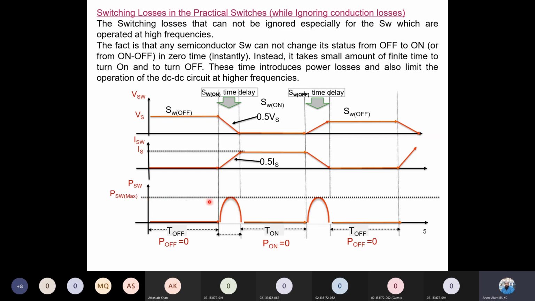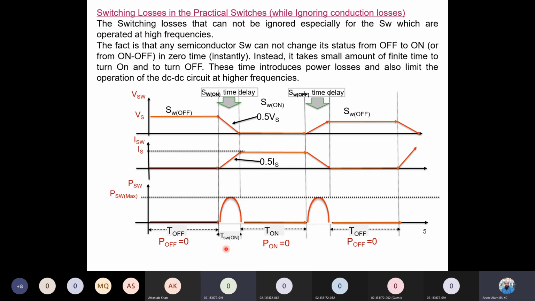So this dotted line is drawn here in order to indicate the switching maximum losses. Basically, this curve is the switching losses. Here, the maximum loss is power switching, maximum switching loss, maximum power loss across the switch. Okay, if you have any question, we continue now.